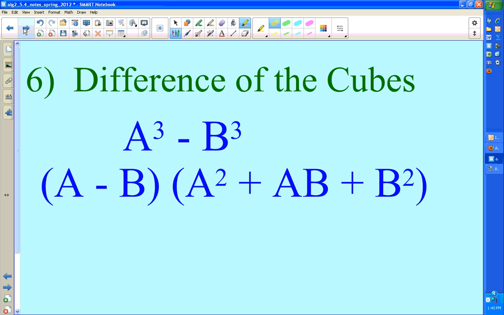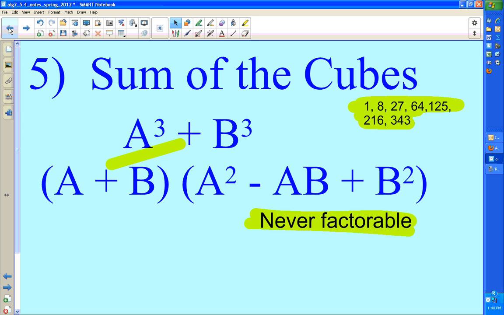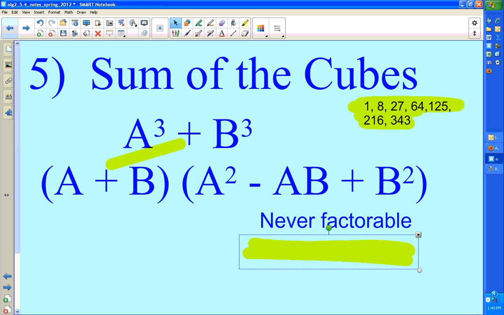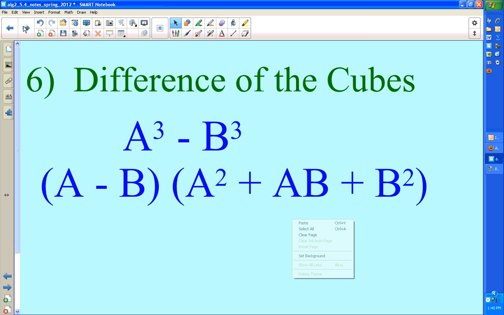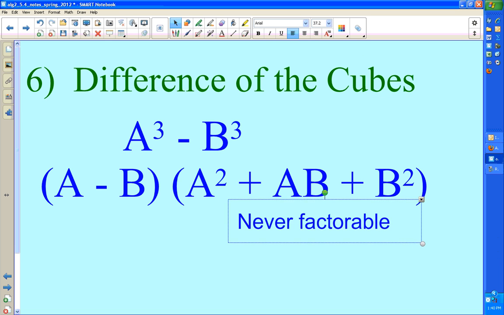Is that one also never factored? Yeah, good. Thank you. So this trinomial, no matter what, the trinomials, when you're factoring sum and difference of the cubes, are never factorable. There's no way. That's why sum and difference of the cubes, one-shot factor.